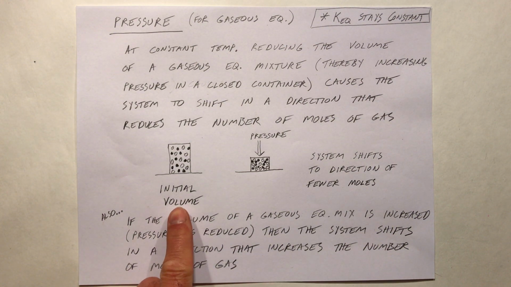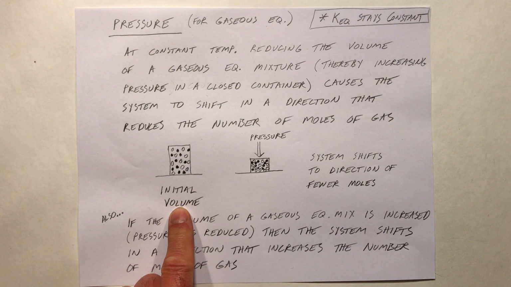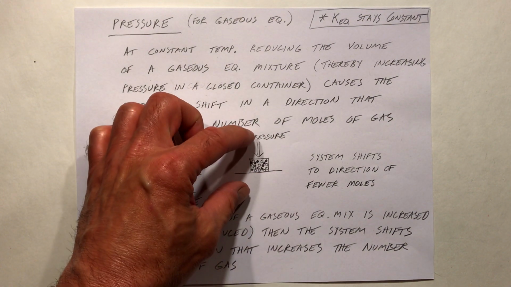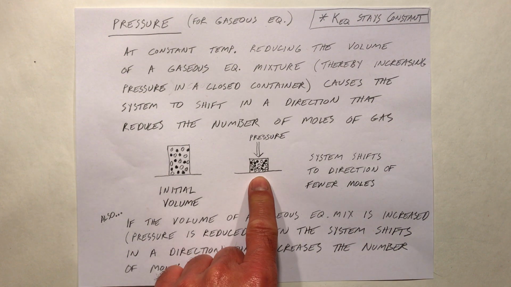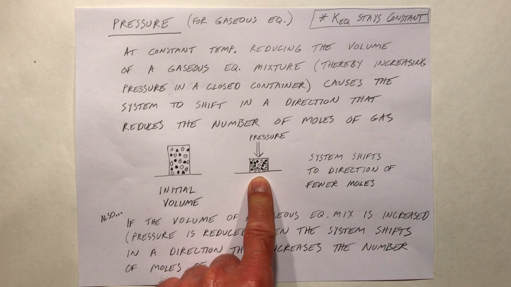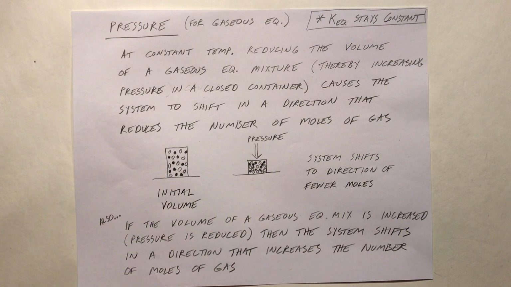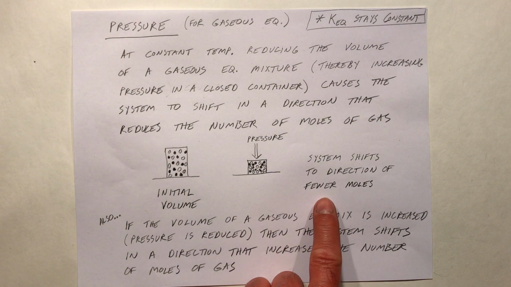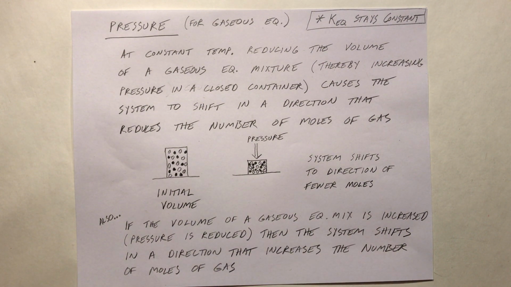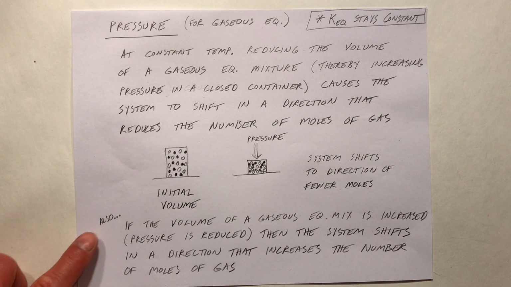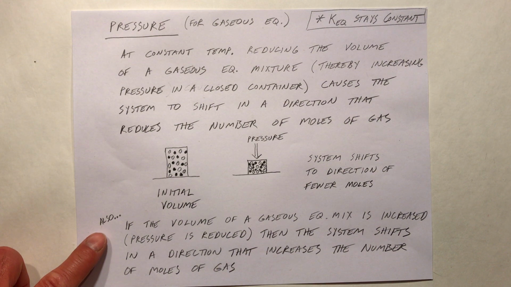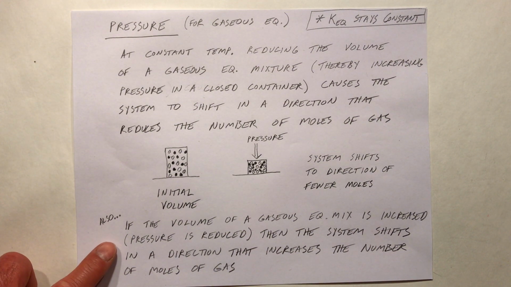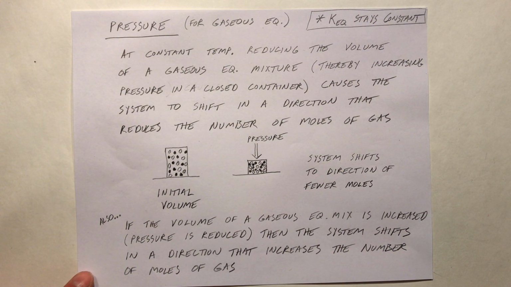So let's say that we have a sample here with a certain initial volume, and then we put pressure on that, and we make the container smaller and don't let any of the gas escape. So now we have less volume. What's going to happen there is the system will shift to the direction of fewer moles. We'll take a look at some examples in a little bit. Also, if the volume of the gaseous equilibrium mixture is increased such that the pressure is reduced, then the system shifts in a direction that increases the number of moles of gas.